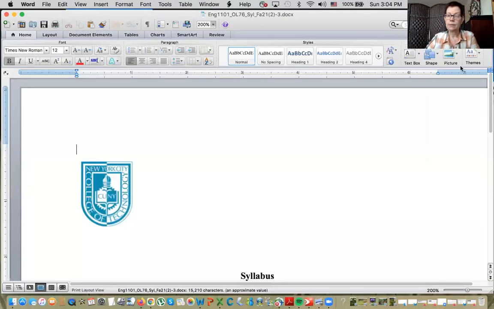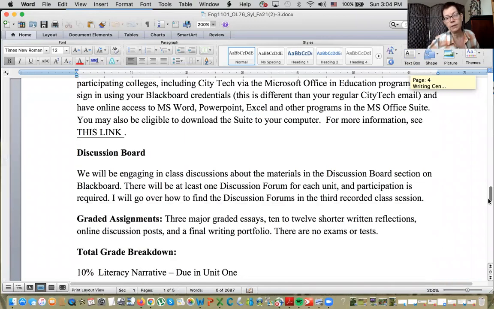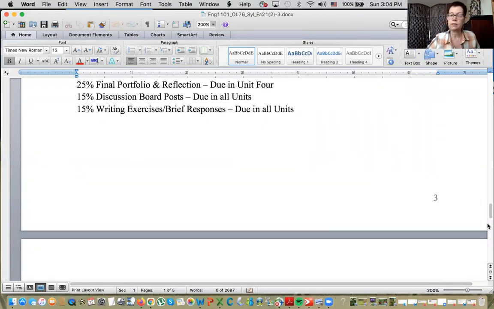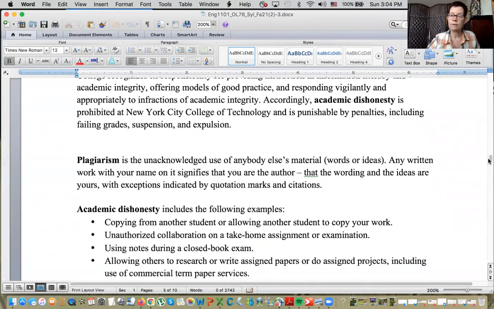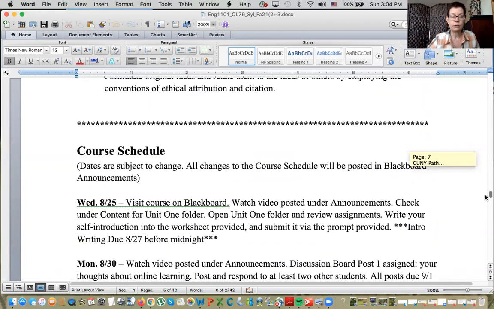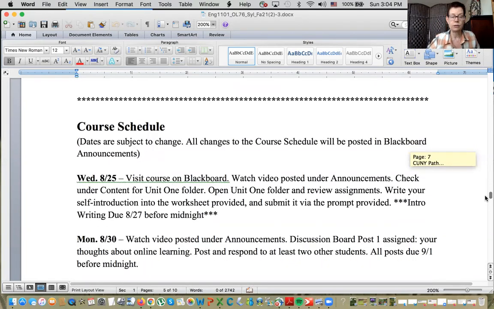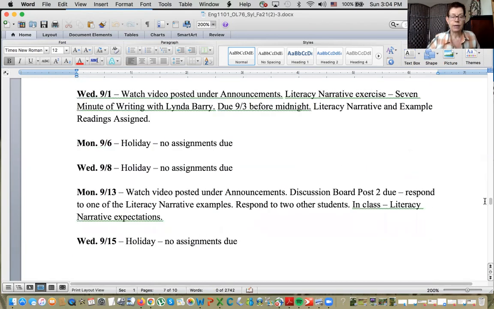So the syllabus, really, you should be in the habit of checking it a couple of times a week at least, just to see what's happening, what's coming up. I do update it very frequently. So you're going to scroll down to this course schedule, the last 3 pages. All right. So bringing us up to today's date, right?